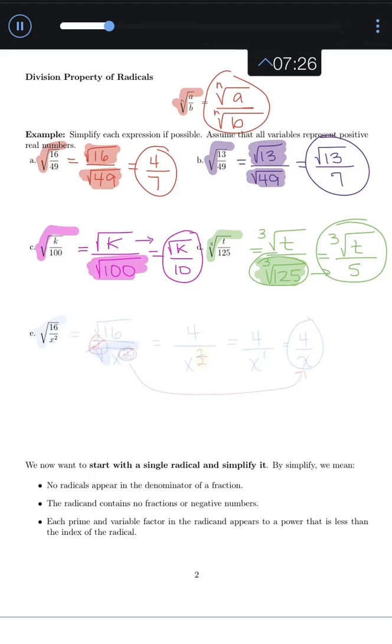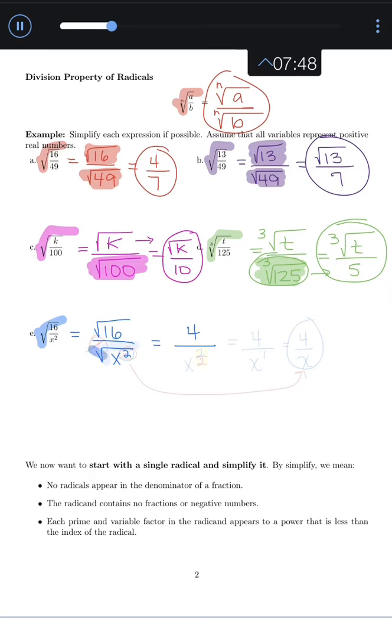Last one. On E, we've got, let's see, a square root that we'll take. So we'll start out with the square root of the top, which is 16, over the square root of the bottom, which is x squared. Well, on top, the square root of 16 is 4.